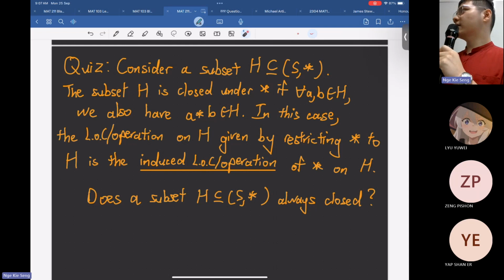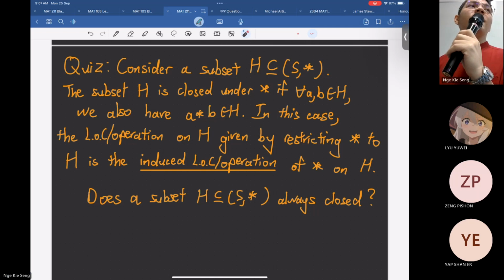My question is, is a subset always closed? If you have a set with a law of composition, you take a subset and do the induced composition again, is the subset closed? Meaning you take any two elements, compose them together, is it still in H or not? Yes or no? What do you think? Is this always true? Who said no? Why? If you say no, you need to give a counterexample. So what's your counterexample?